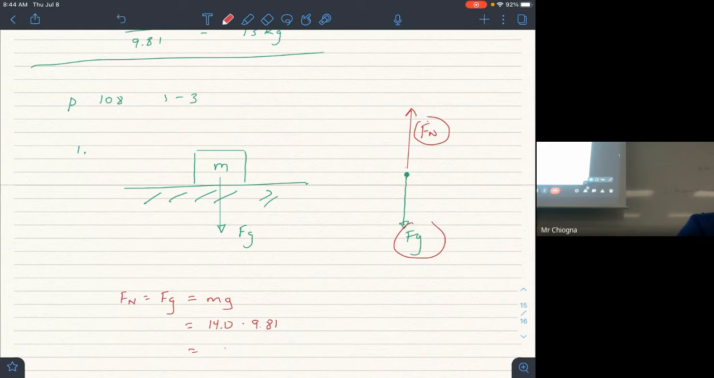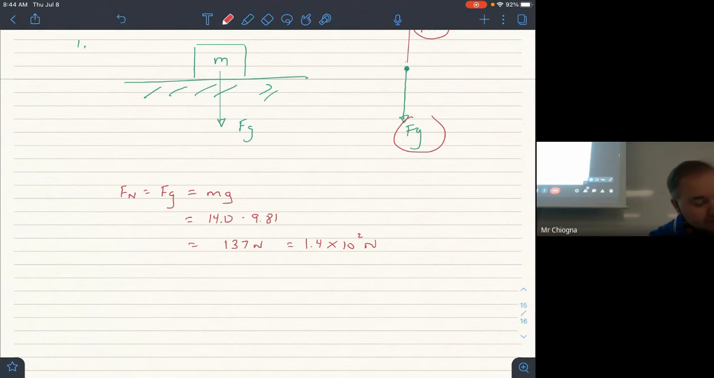137, bigger than 100, put it in scientific notation, round to 2 or 3 is fine. So you could write it as 1.37. Magnitude, that's all I wanted.